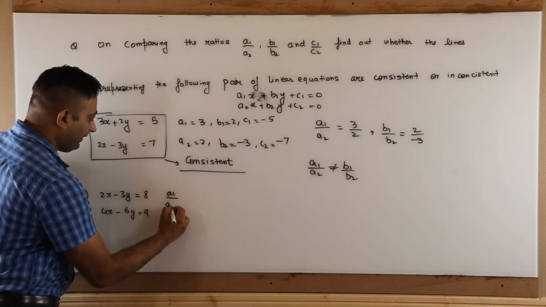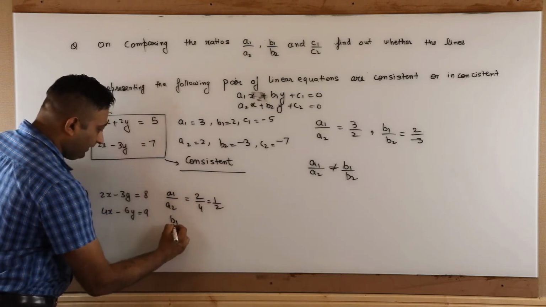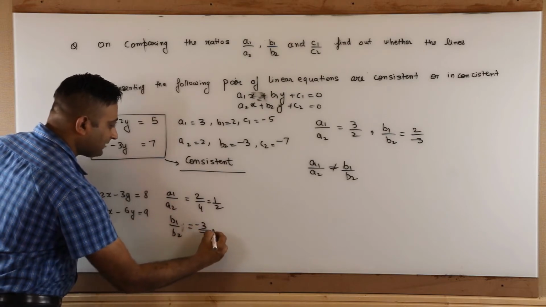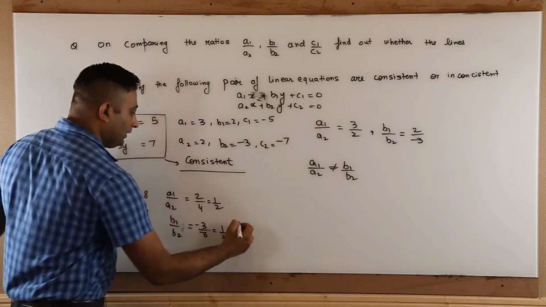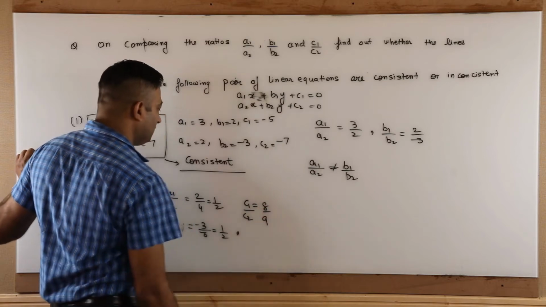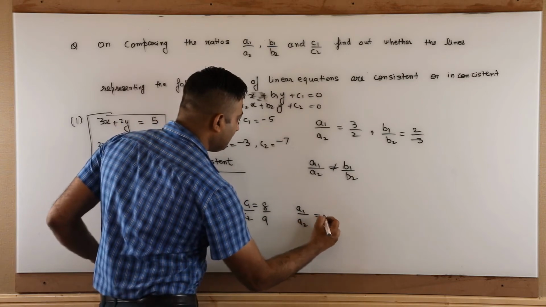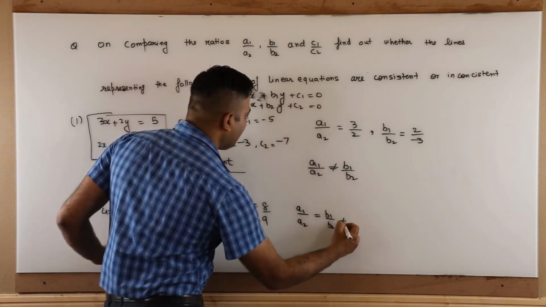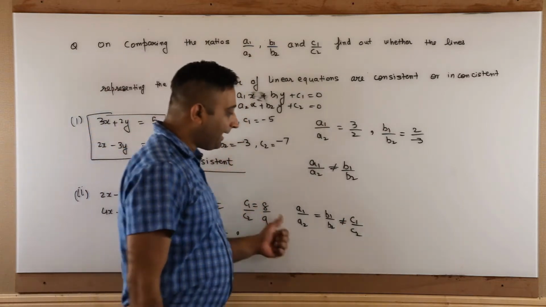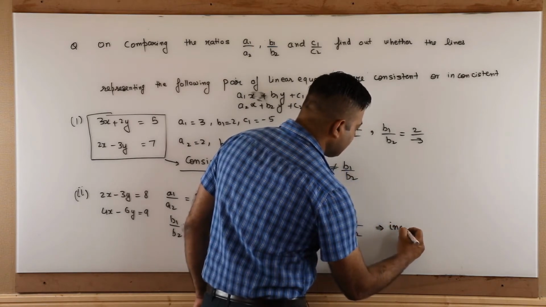Now let us compare the second pair with the standard form. We get A1 by A2 is equal to 2 by 4, which is equal to 1 by 2, and B1 by B2 is equal to -3 by -6, which is again equal to 1 by 2. But when we compare with C1 by C2, it is not equal to A1 by A2 and B1 by B2. So we got to know that A1 by A2 in this case is equal to B1 by B2, but it is not equal to C1 by C2. We know that this represents parallel lines. That means the solution is inconsistent.